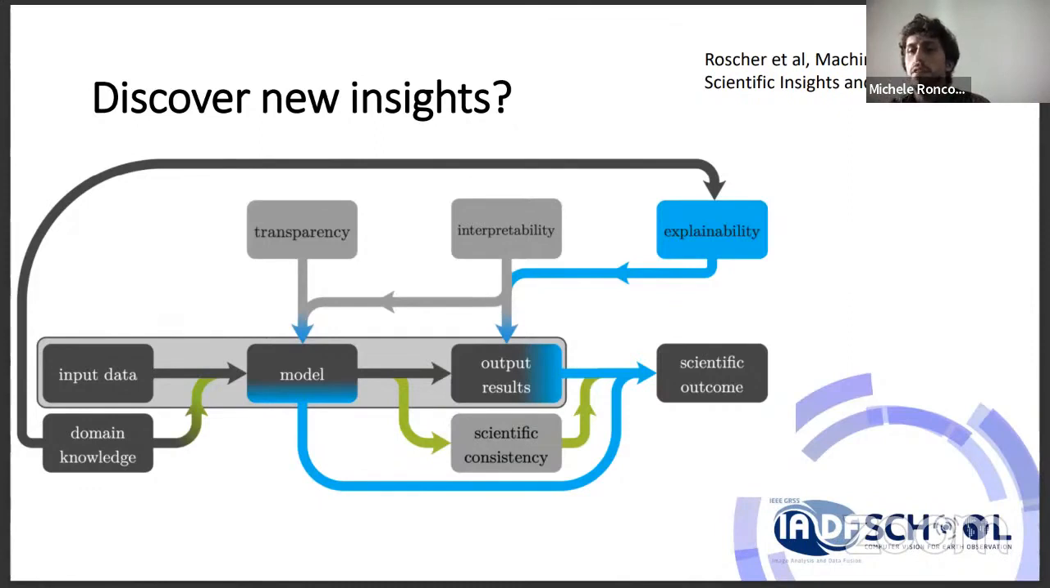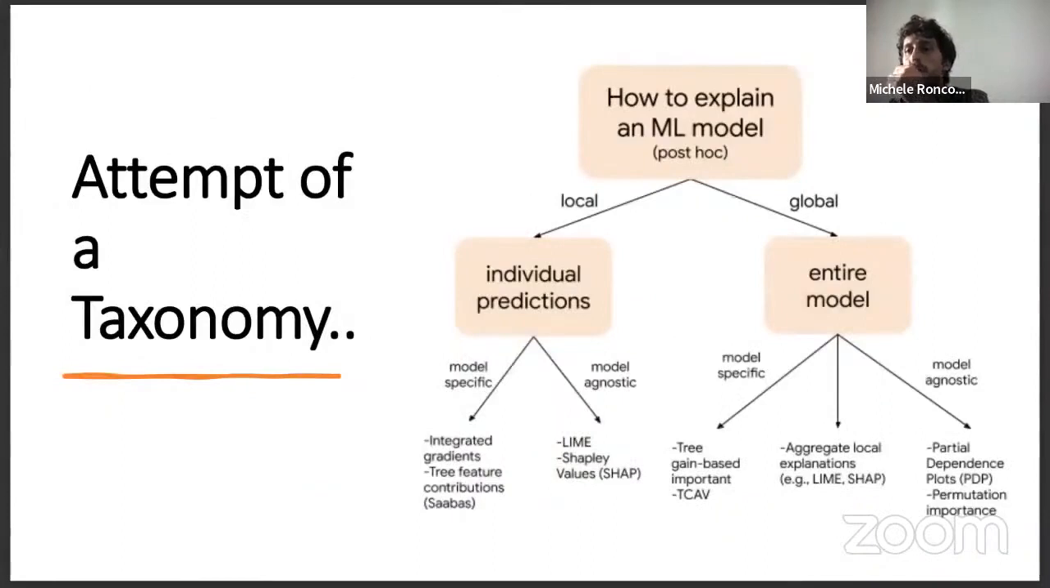And just as deep learning models and machine learning models by themselves are also a tool, explainable AI is an additional tool that we have to make advances and learn things.